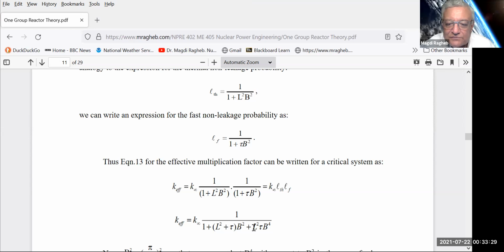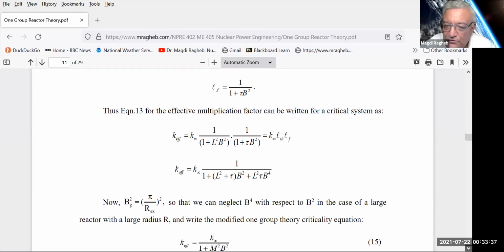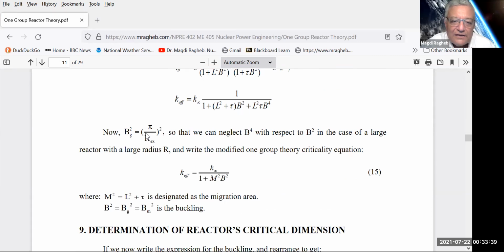Okay, multiply those two terms into each other, you find that you get an L squared B to the 4th power. Now, for a large reactor, like a pressurized water reactor or boiling water reactor, we said that B is equal to pi over the radius. And B to the 4th power would be even smaller than B squared. So we can ignore that term, the B to the 4th power, and say that my effective multiplication factor is equal to K infinity divided by 1 plus M squared B squared, where that M squared now is L squared, the diffusion area for thermal neutrons, plus tau, the Fermi age.